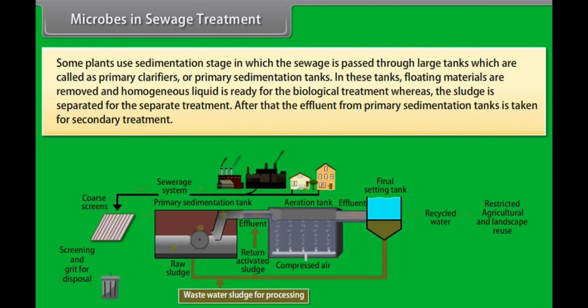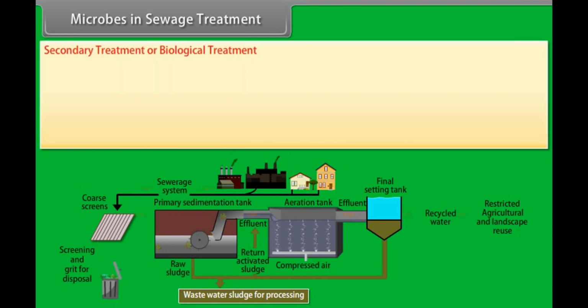Some plants use a sedimentation stage in which the sewage is passed through large tanks called primary clarifiers or primary sedimentation tanks. In these tanks, floating materials are removed and a homogeneous liquid is ready for the biological treatment, whereas the sludge is separated for separate treatment. After that, the effluent from primary sedimentation tanks is taken for secondary treatment. Secondary treatment or biological treatment.